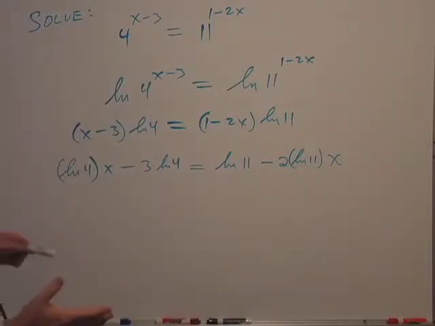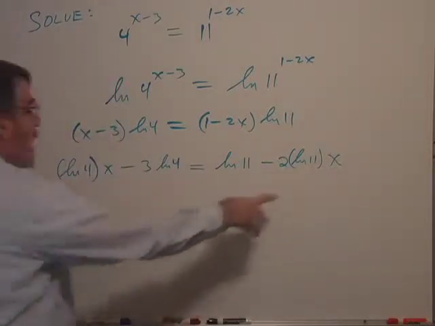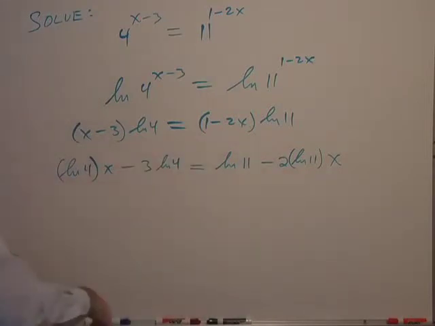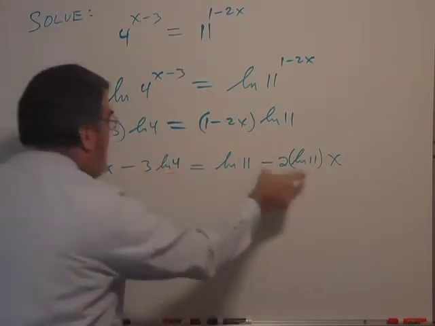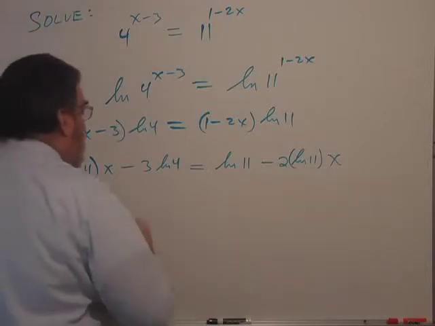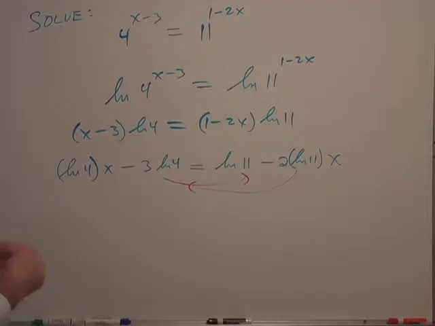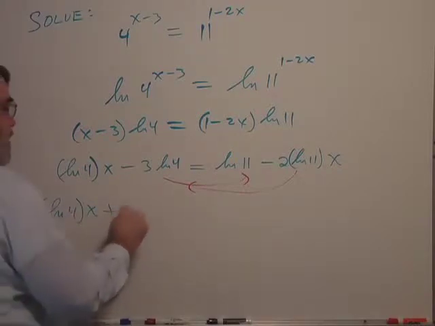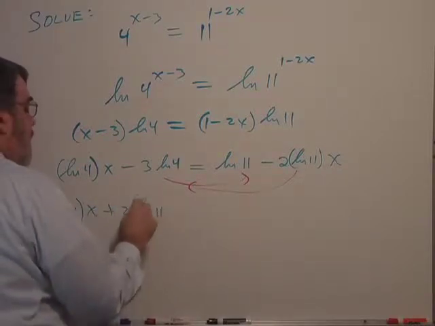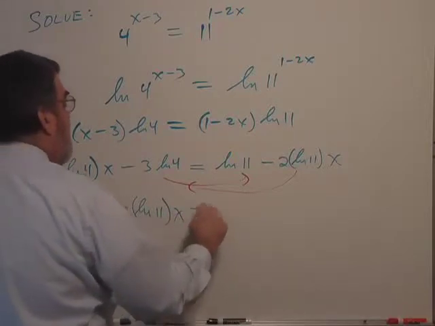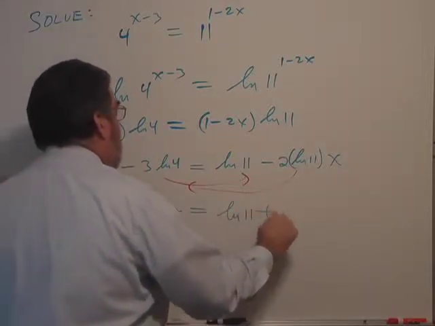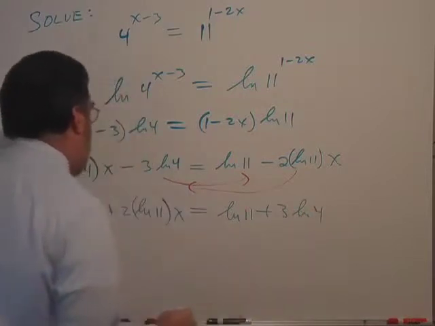So I'm going to bring the x's together. And here's an x term, and here's an x term. So I'm going to add this term so that it appears on the left. And then I'm going to move this non-x term to the right by addition. So in other words, I'm going to get these to swap places. And so we end up with natural log of 4 times x plus 2 natural log of 11 times x equals natural log of 11 plus 3 natural log of 4.